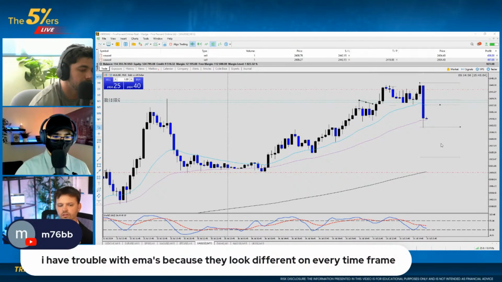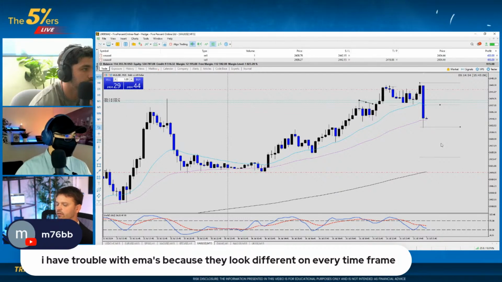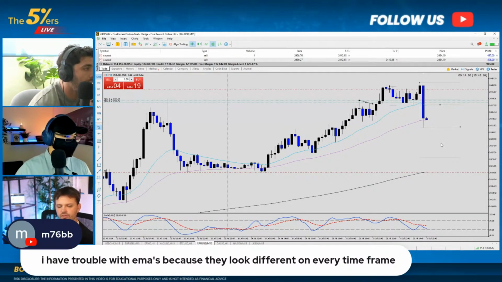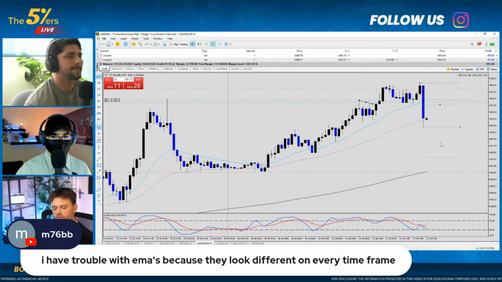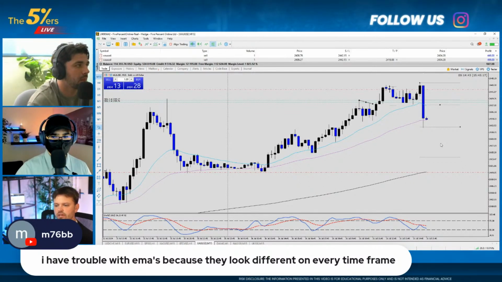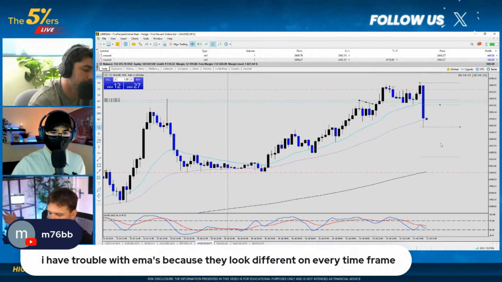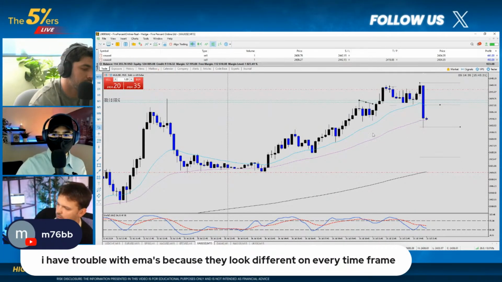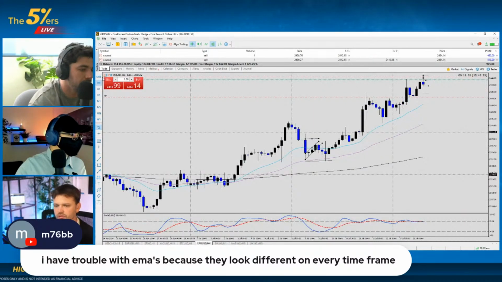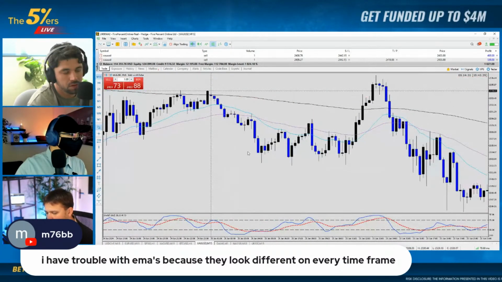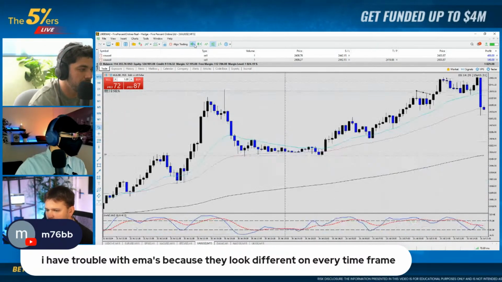I think this is a good comment right here. For a lot of people, what you have to do in trading is be a specialist, right? Like I have specialists in different fields. You want to be a specialist at trading certain time frames or certain strategies. So when you look at the 4-hour, you're just looking at the EMAs, right?